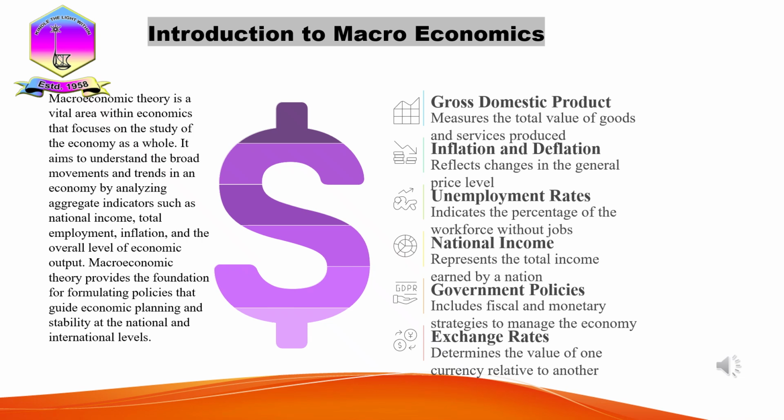The important macroeconomic components are gross domestic product. What do I mean by gross domestic product? It measures the total volume of goods and services produced. Next, inflation and deflation. These reflect the changes in the general price levels. Next, unemployment rates. It indicates the percentage of workforce without a job. And national income. It represents the total income earned by a nation. And the government policies. They include the fiscal and monetary strategies to manage the economy. And exchange rate. It determines the value of one currency relative to another currency.